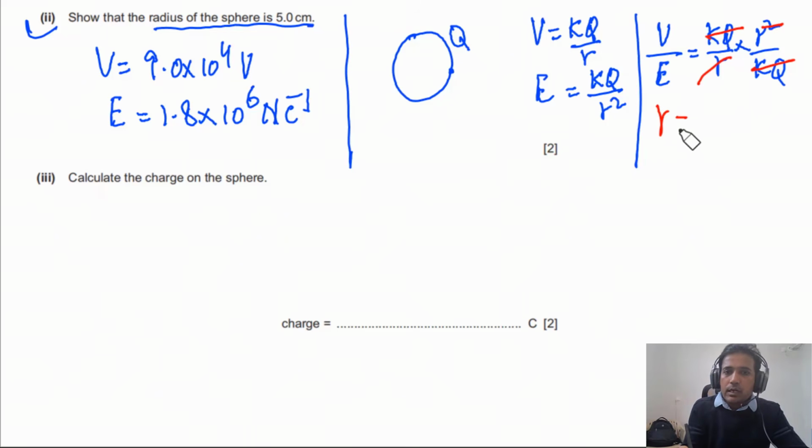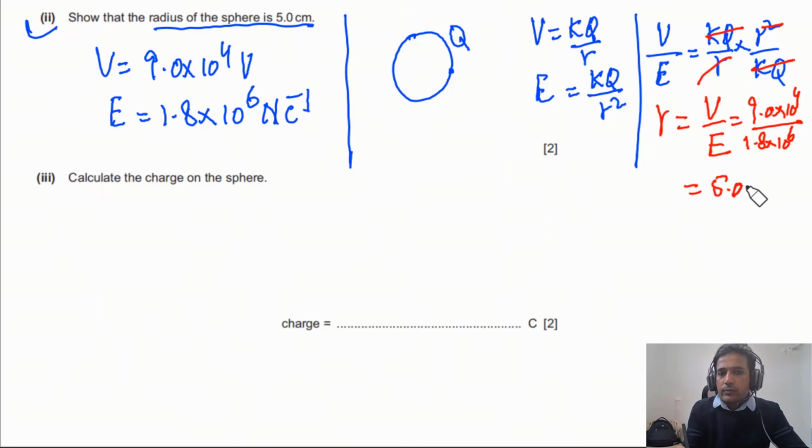So simply in this case, R is equal to V divided by E. We can plug in values. V is 9.0 times 10 to the 4, divided by E, 1.8 times 10 to the 6. If we solve this, we get 5.0 times 10 to the minus 2, so this is simply 5 centimeters. The better way of writing this is 5.0 to 2 significant figures centimeters. So this is the answer.